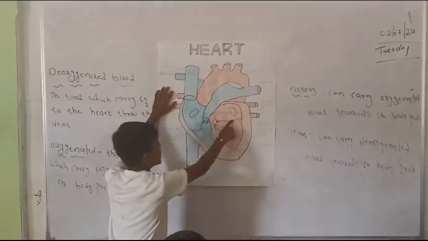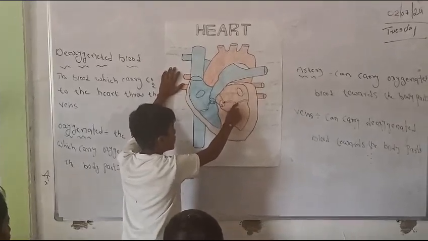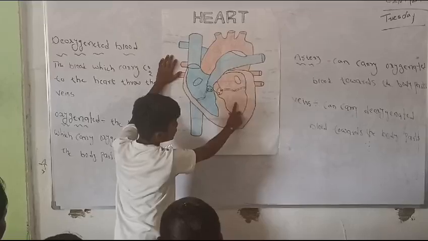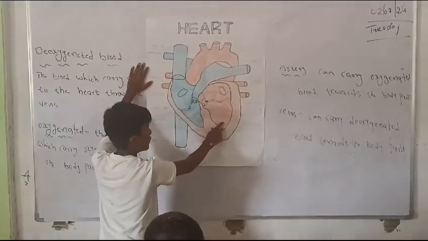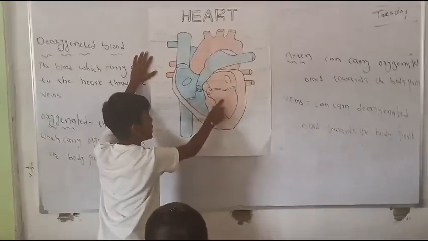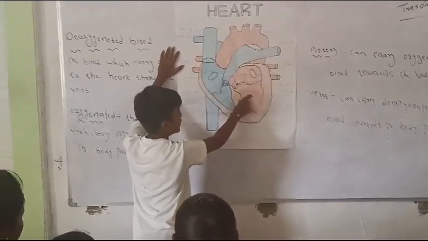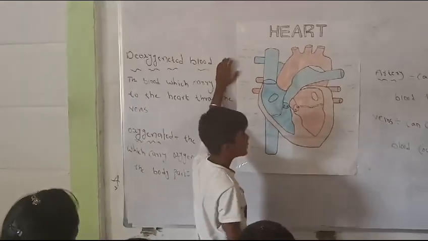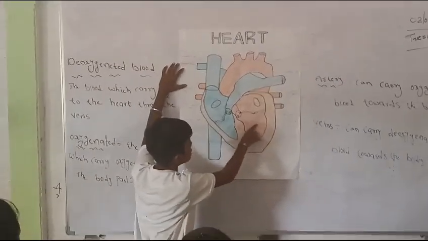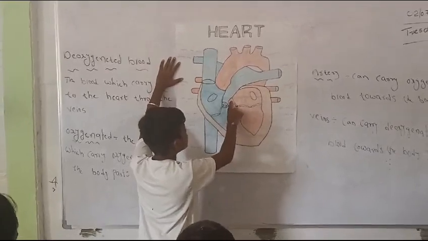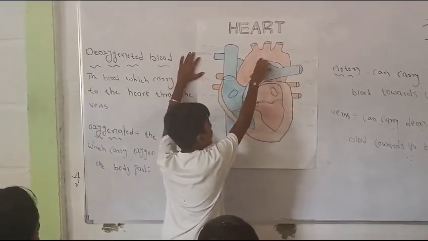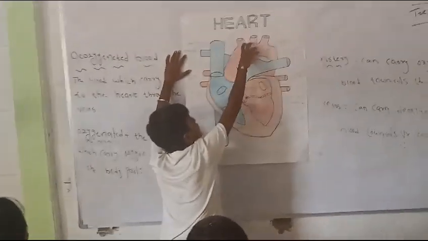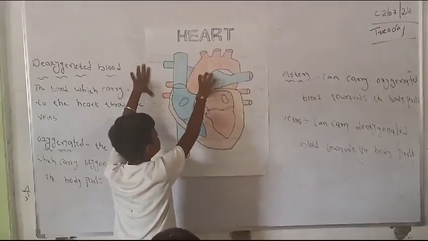Very good. The left auricle has the bicuspid valve. With the help of the bicuspid valve, the blood enters into the left ventricle. The bicuspid valve also helps prevent back flow of blood. Yes. Next, we go to the systemic aorta. With the help of the aorta, the blood goes into the body parts.